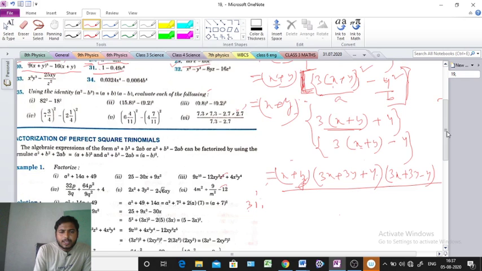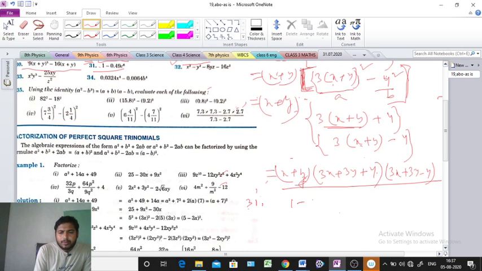31 is telling 1 minus 0.49 e to the power 6, I think, or what is that? Yes, I think 6. e to the power 6, or what is that?